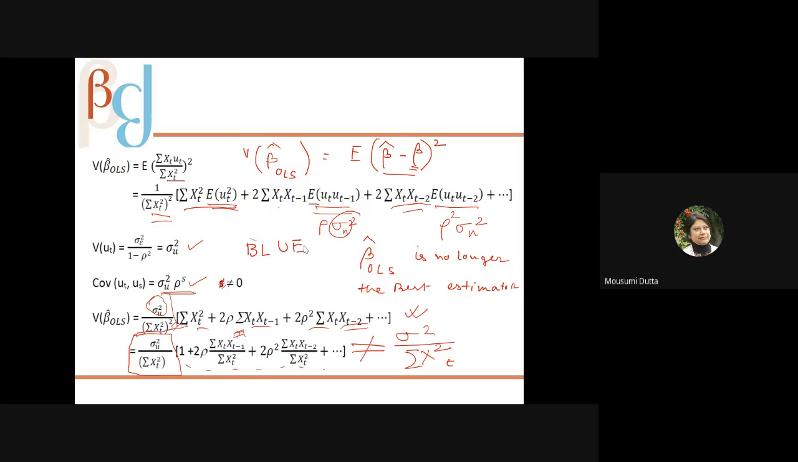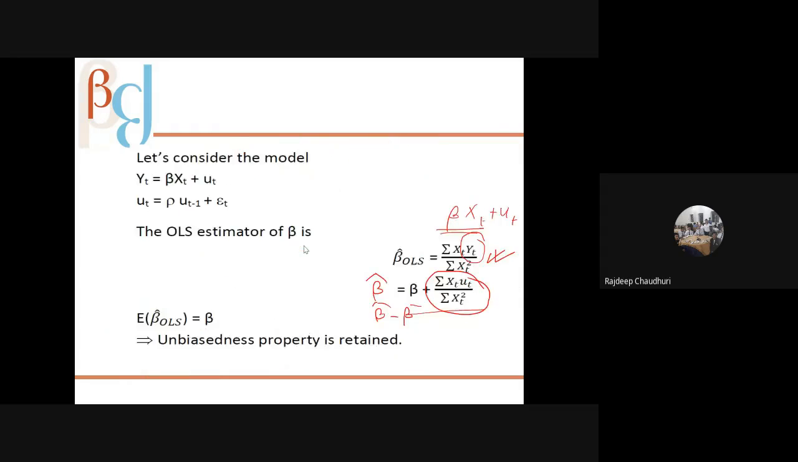Any question? Ma'am, could you go back to the covariance slide, the covariance of U_t, U_s?